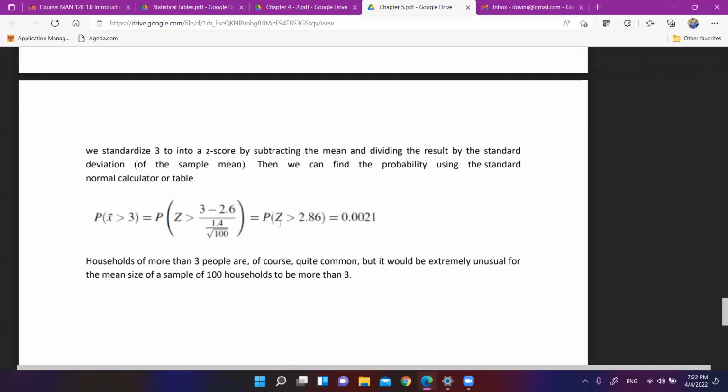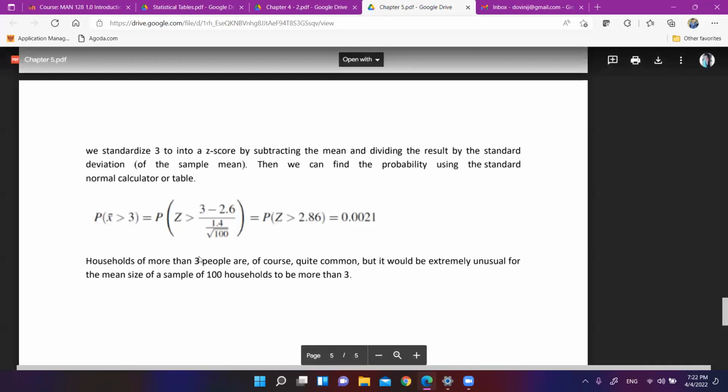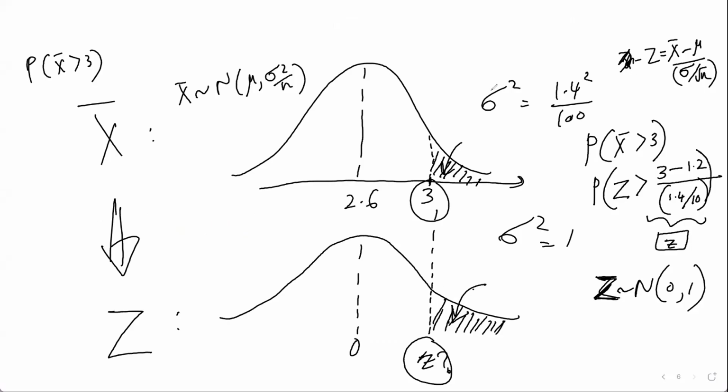Right? So you have to go to the statistical table. You got this one, right?